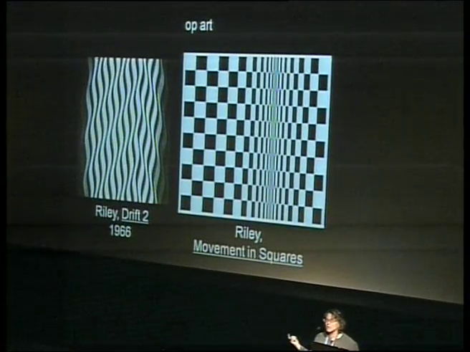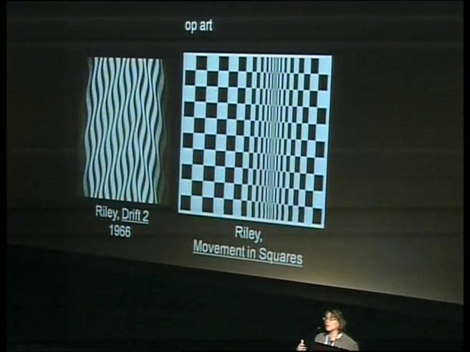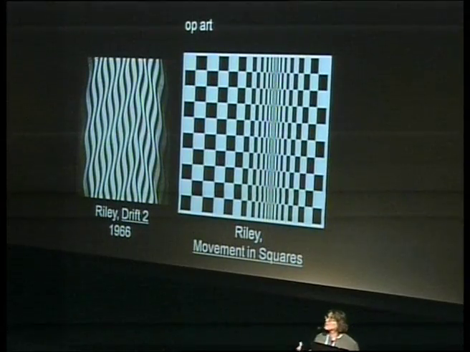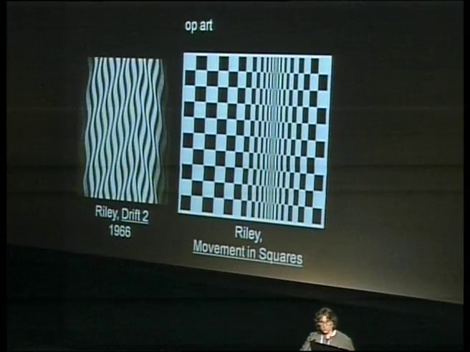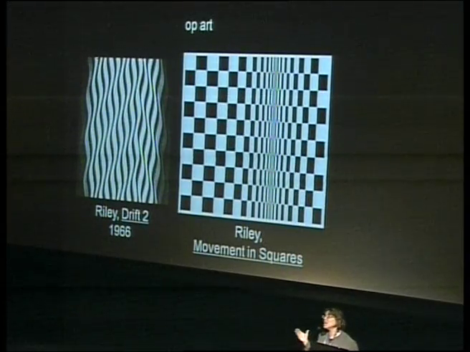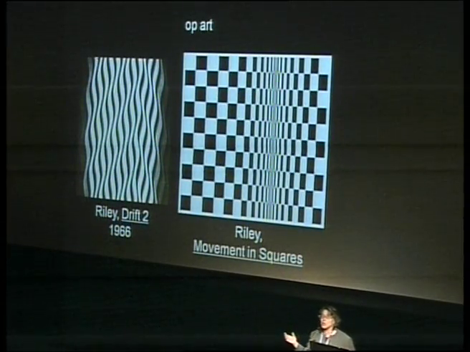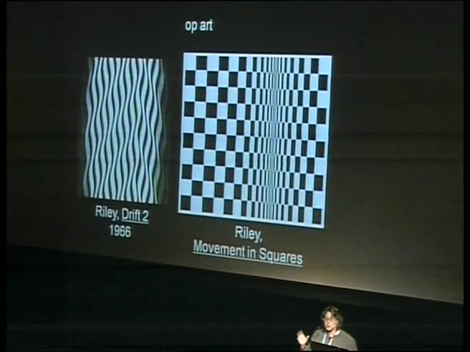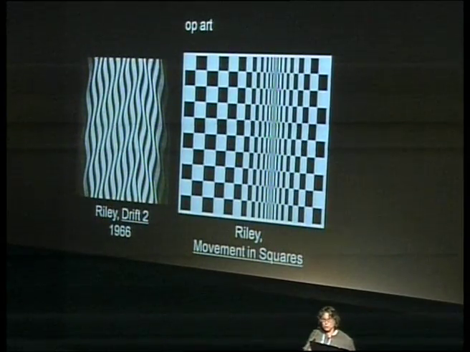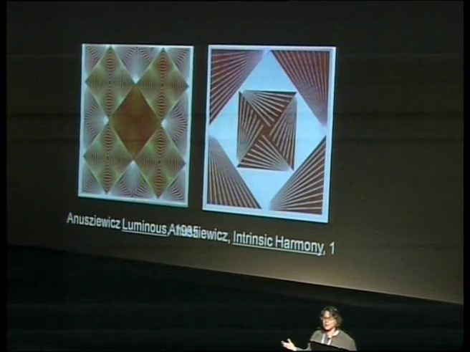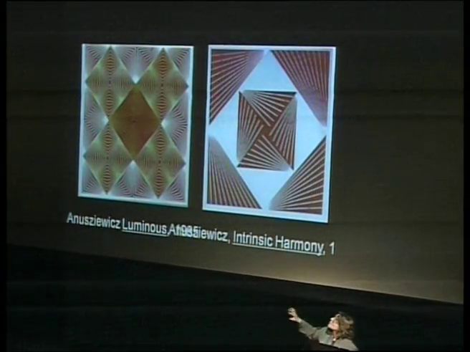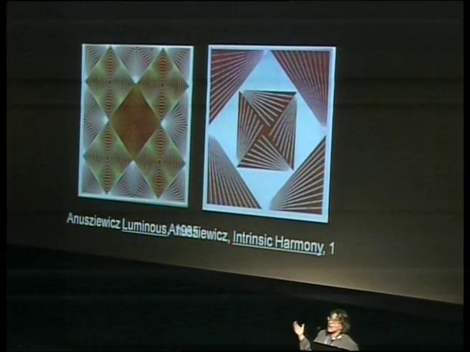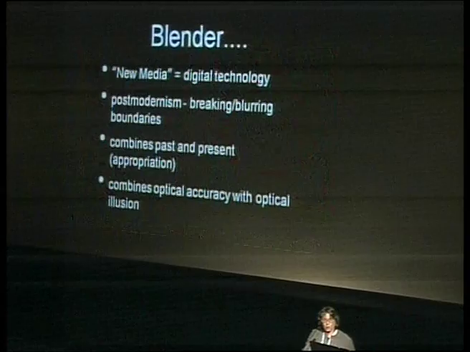Bridget Riley's works are so effective that they can create migraines in viewers, and so a lot of museums have little tags up: if you're prone to migraines, please don't look at this work of art. But these are done with photographic emulsion, and it's the reason that she's able to create the illusion as strongly. Anuszkiewicz is using paint rather than emulsion, and so you don't have the same level of vibration in the work.